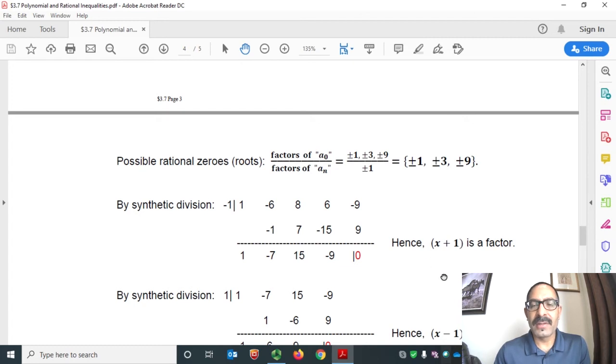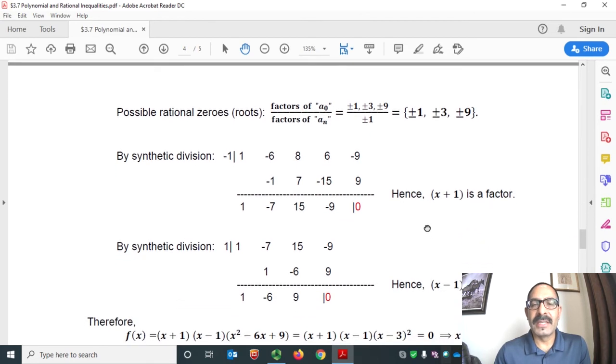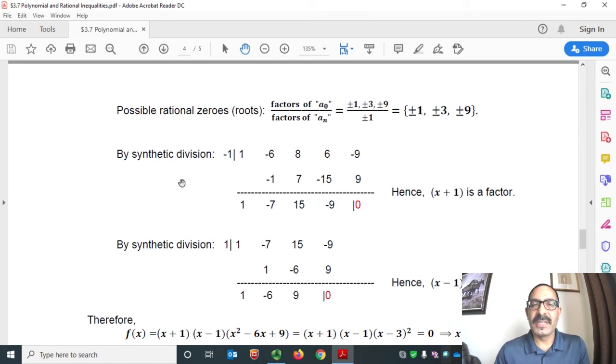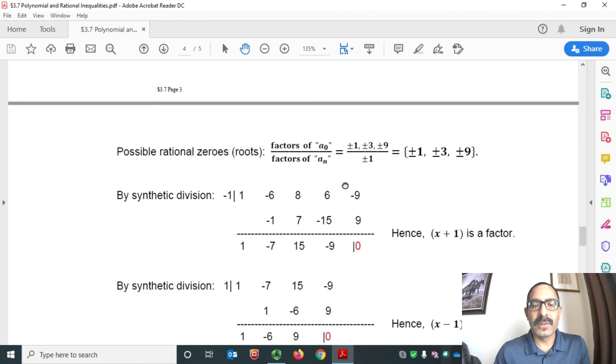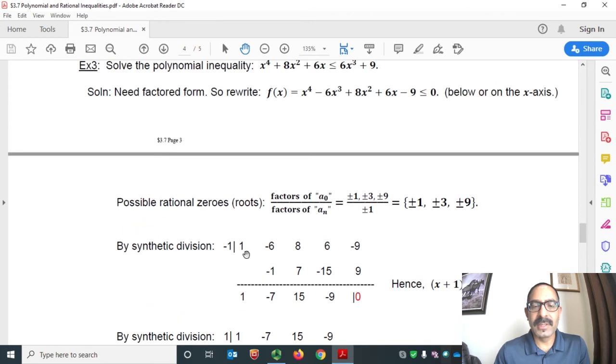So now let's check. We use synthetic division, by the way. In the synthetic division, let's check for x equals minus 1. I hope this makes sense to you all here. This is the coefficient of x to the power 4. This is the coefficient of x to the power 3. This is the coefficient of x squared. This is the coefficient of x, and this is the constant term.